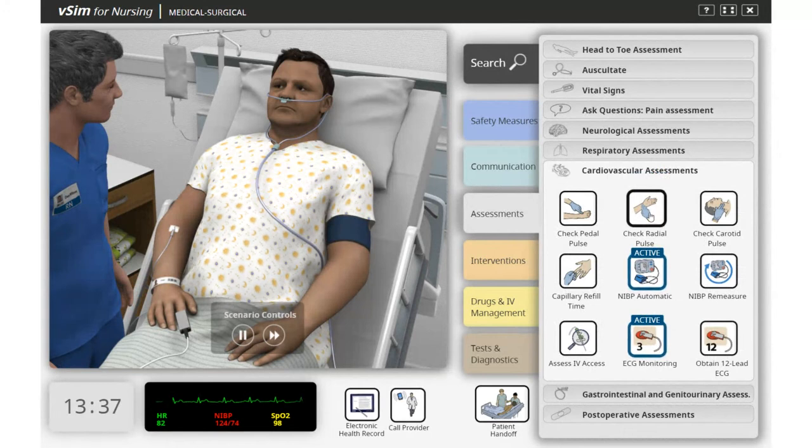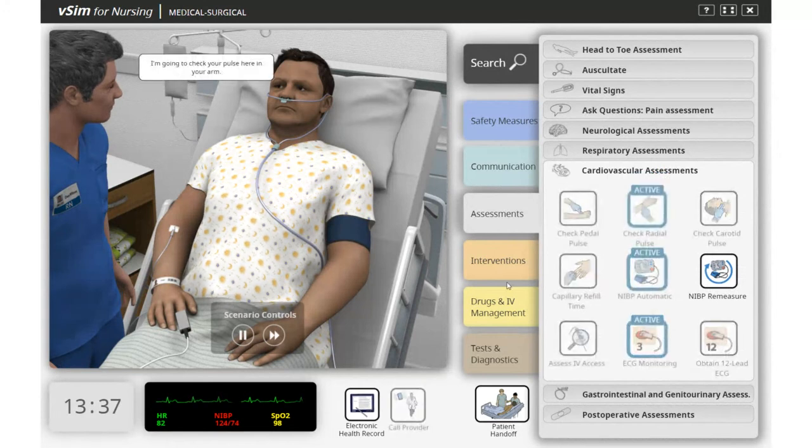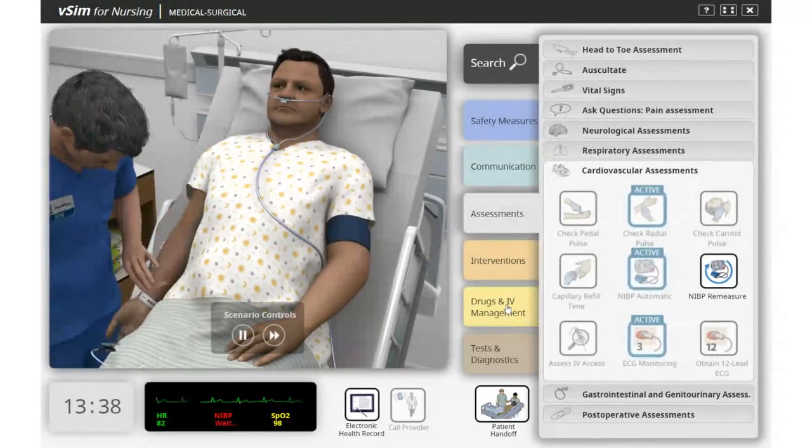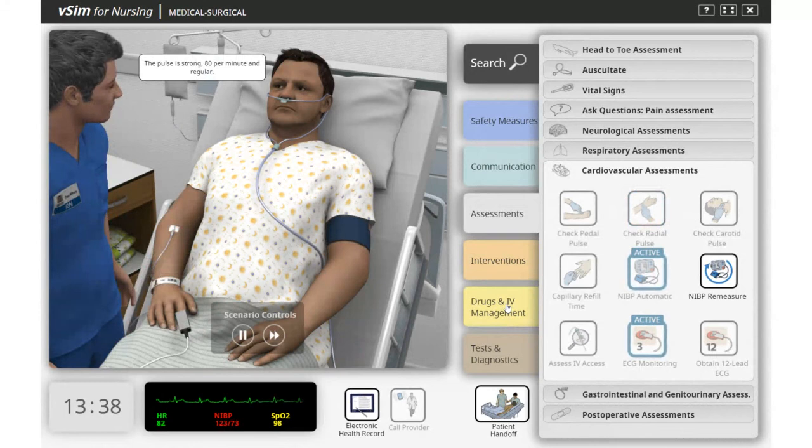You know what? I don't even remember, did I check a radial? I'm going to check your pulse here in your arm. Do it again, because I can't remember. The pulse is strong, 80 per minute and regular.